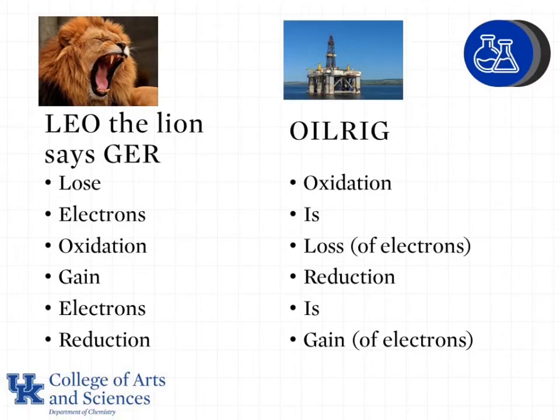Here are a couple of mnemonics that may help you remember the oxidation and reduction process. LEO the lion says GER: lose electrons oxidation, gain electrons reduction. Or OIL RIG: oxidation is loss of electrons, reduction is gain of electrons.